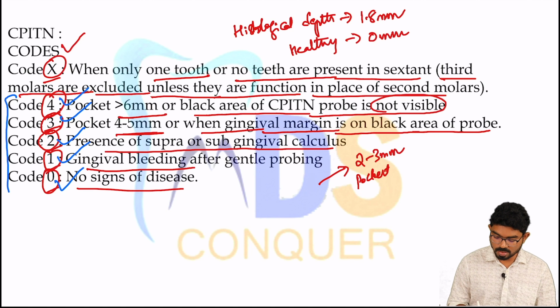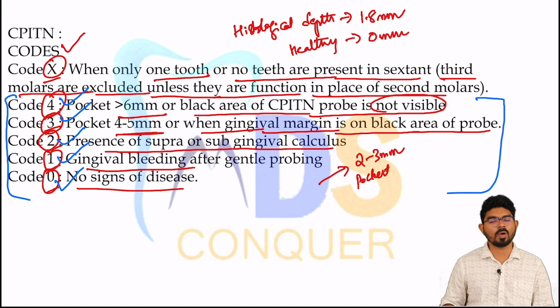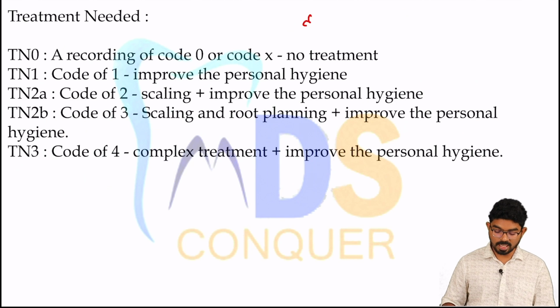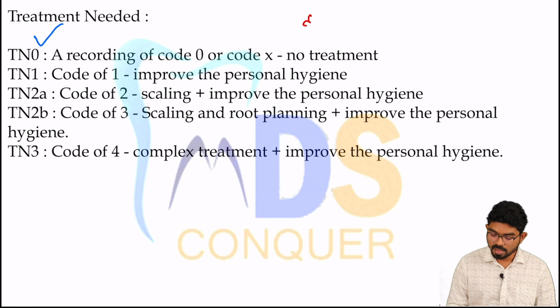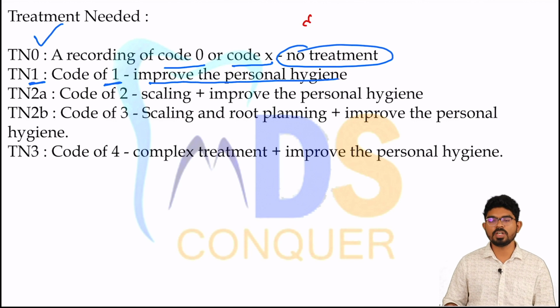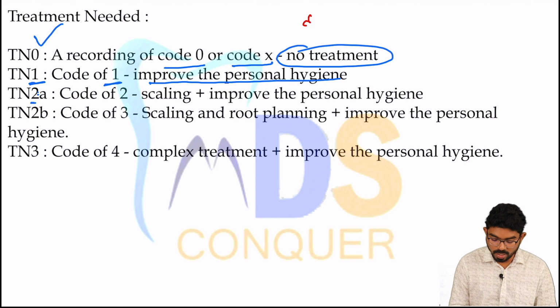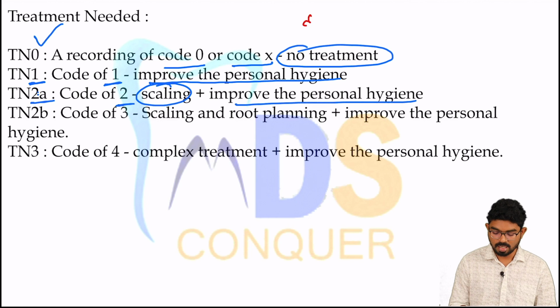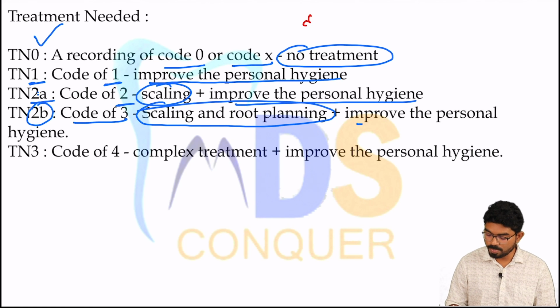So based upon these codes, you have to plan your treatment, that is called TN. So what are the TNs? TN0 is for code 0 or code X. There is no need for any treatment. TN1 is code 1, that is you have to advise the patient to improve their personal oral hygiene. TN2A is code 2, where you have to advise scaling plus personal hygiene. TN2B is code 3, scaling and root planing plus personal hygiene.